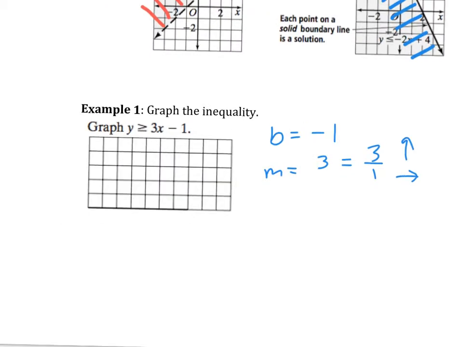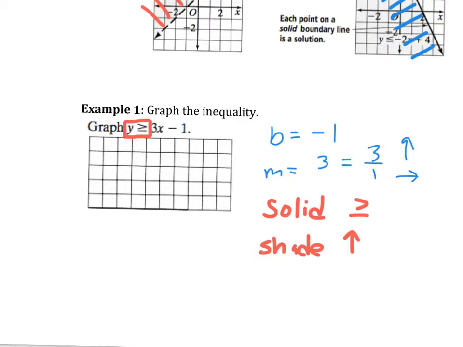All right, so besides having where to begin and our slope, we also know something else. What kind of line is this going to be? Is it going to be a solid or a dashed line? It's solid. It will be a solid line. Why do we know that? Because of the equal to part. And since y is by itself, y is greater than, we actually know which way to shade already. We are going to shade above the line.